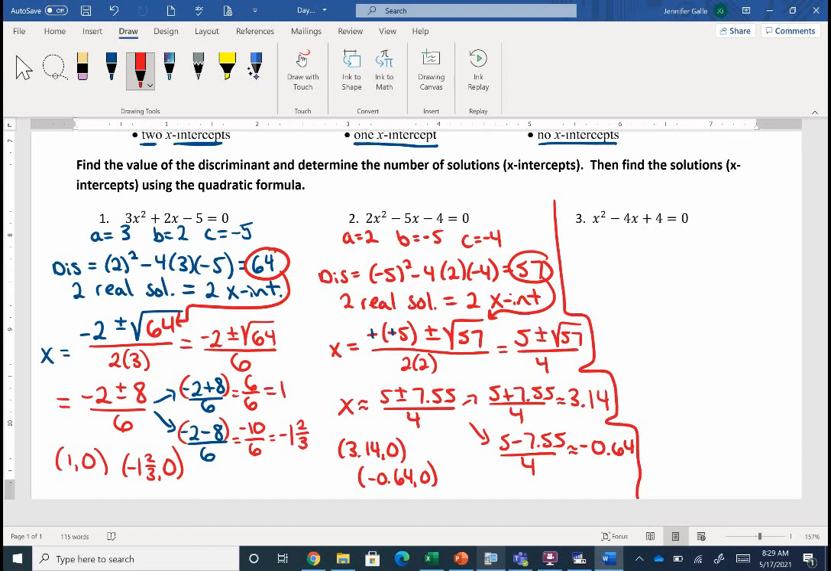Last but not least, let's take a look at number 3. Be very careful when you're picking out your A, B, and C if it looks like there's not a number in front of one of the terms.